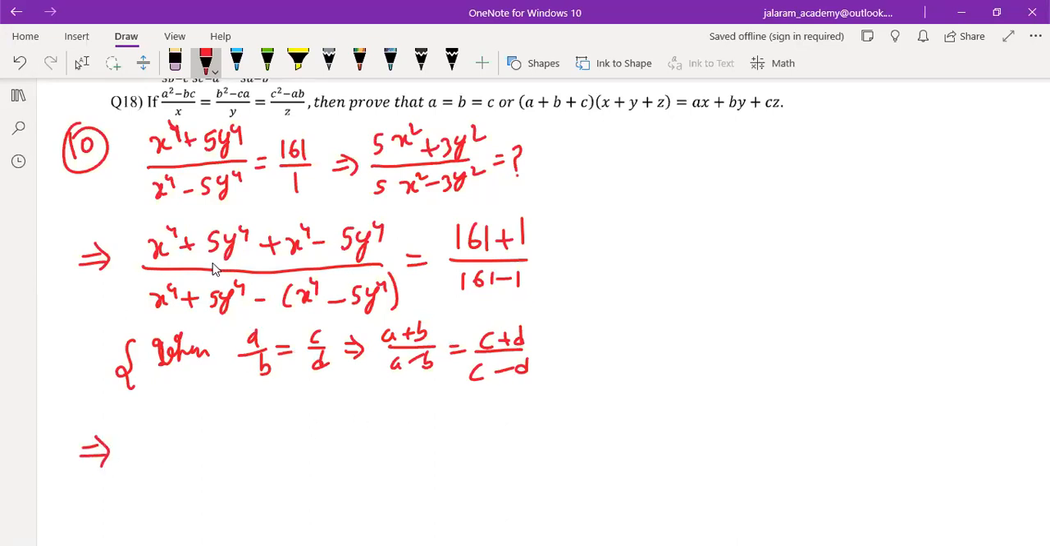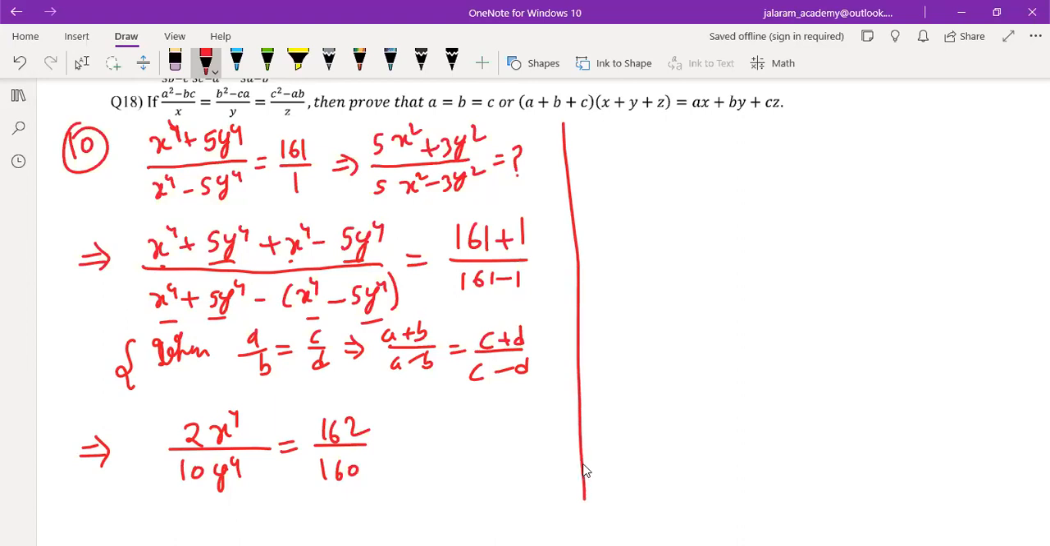So in the numerator, we observe that 5y^4 will be cancelled out. x^4 plus x^4 will be 2x^4. In the denominator, x^4 cancelled out. 5y^4 plus 5y^4 equals 10y^4. 161 plus 1 is 162 over 161 minus 1 is 160. It implies, 2 5s are 10, so x^4 upon 5y^4 equals, it is also divisible by 2, 81 by 80.